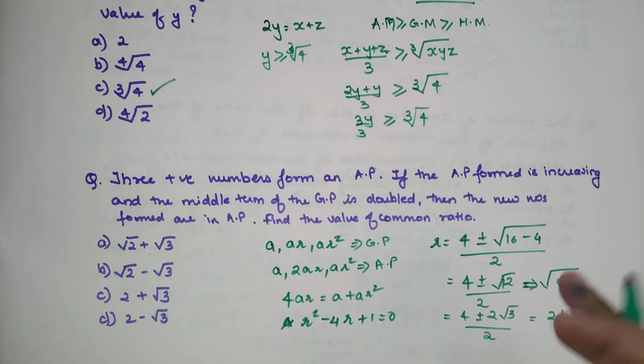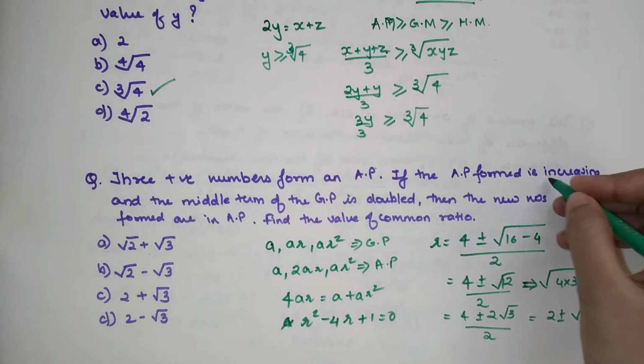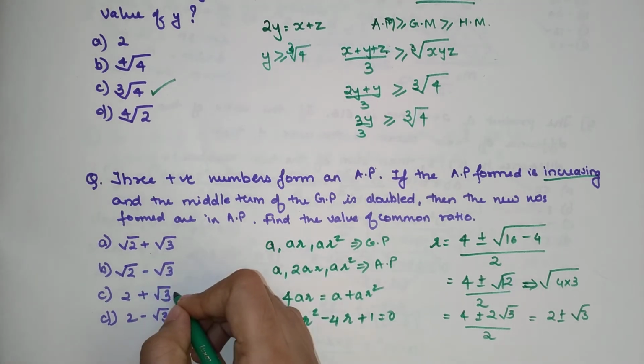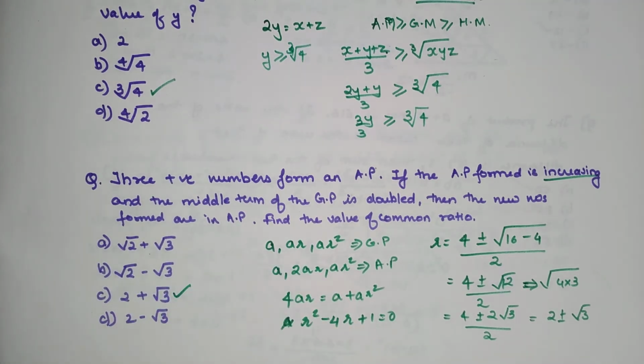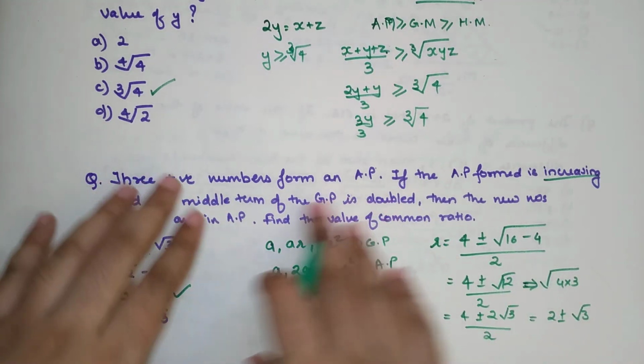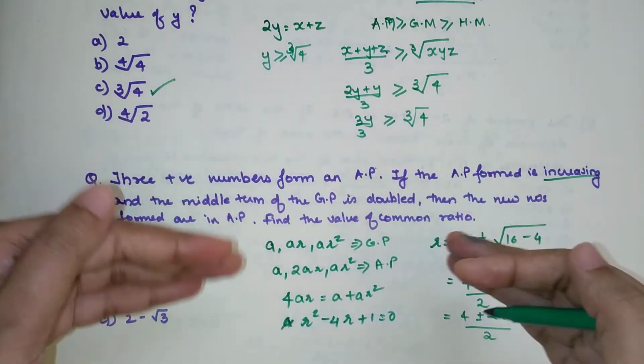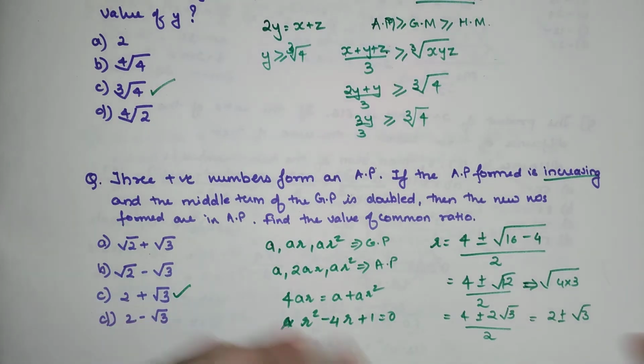So which one you will take? Yes, you will take the positive one because it is said that it is supposed to be increasing. So here your option C will be your answer. Students, please understand, whenever you get stuck at the end, go ahead and check in your question. I'm sure they would have given you some hint which you're supposed to use to get your final answer.